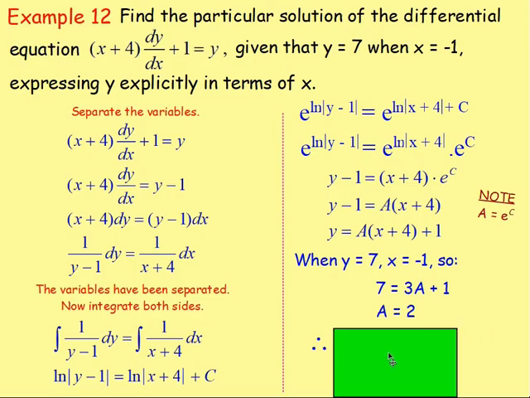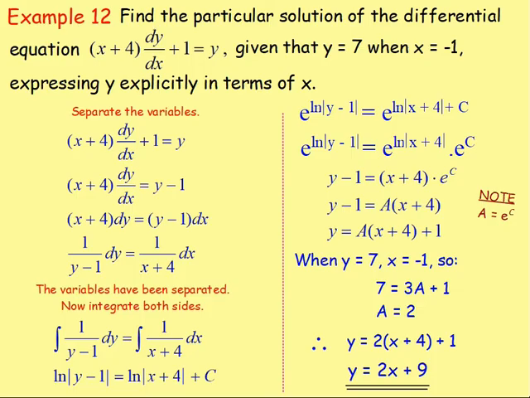Once we know this value of a, we can sub that back in. So we'd have y equals, instead of a times x plus 4, we'd have 2 times x plus 4, plus 1, obviously. And then you could multiply out the brackets and simplify, giving you y equals 2x plus 9. And that there will be your answer.